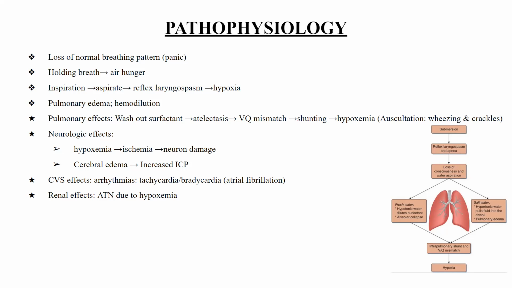Some pulmonary effects lead to pulmonary edema or hemodilution. Pulmonary edema happens in salt water and hemodilution happens in fresh water. Some pulmonary effects are the washout of surfactants, which leads to atelectasis, then to a VQ mismatch or shunting. This is usually when the alveoli are no longer able to pass oxygen into the blood vessels, so shunting occurs, which leads to hypoxemia from the decreased oxygen in the blood vessels.